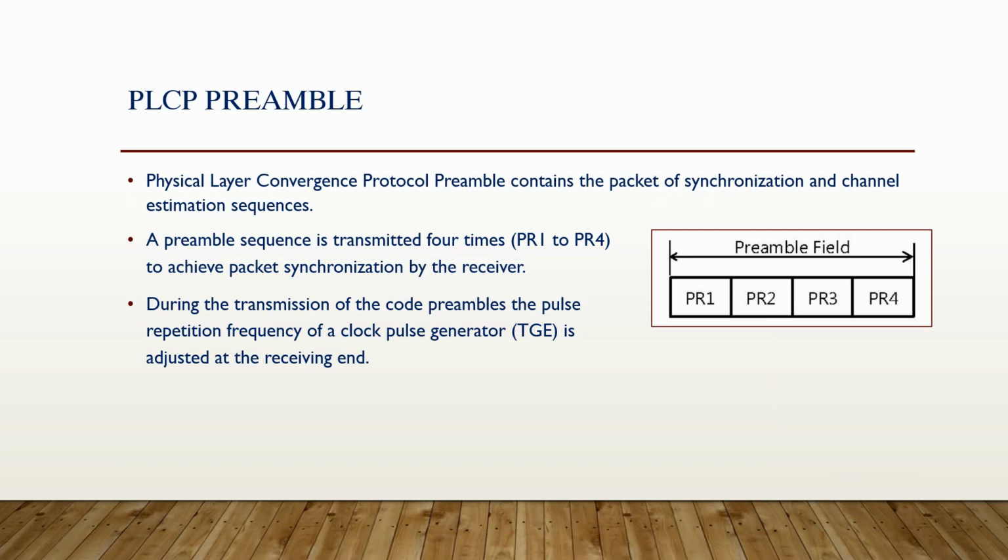PLCP preamble. The physical layer convergence protocol preamble contains the packet synchronization and channel estimation sequences. A preamble sequence is transmitted 4 times to achieve packet synchronization by the receiver. During the transmission of the code preambles, the pulse repetition frequency of a clock pulse generator is adjusted at the receiving end.